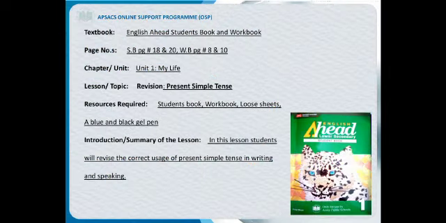For this lesson, we are going to cover student book page number 18 and 20 and workbook page number 8 and 10. It is related to unit number 1, My Life. We are going to revise the topic present simple tense. For this, you are required to have with you student's book, workbook, loose sheets, a blue and a black gel pen. In this lesson, we will revise the correct usage of present simple tense.